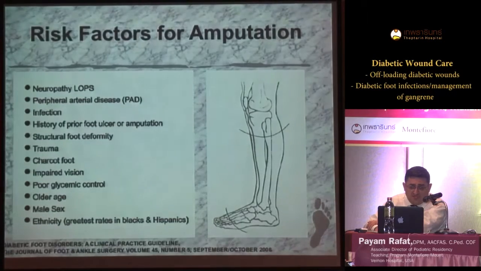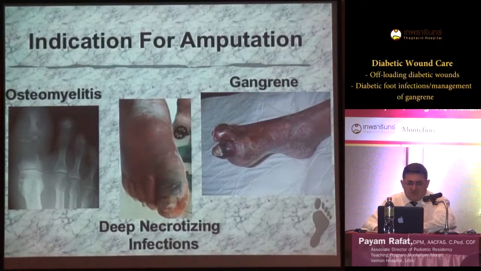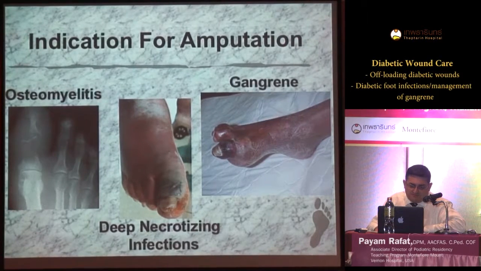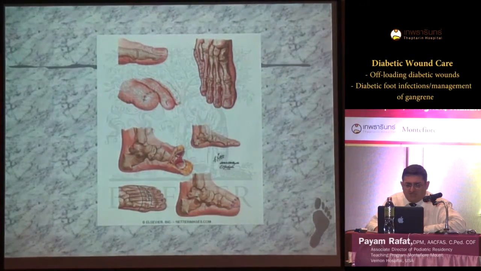So risk factors for amputation include neuropathy, peripheral arterial disease, infection, history of prior foot ulcer or prior amputation, structural foot deformity, trauma, Charcot foot, impaired vision, poor glycemic control. So some indications for amputations may include osteomyelitis, infection of the bone, deep necrotizing infections, gangrene. There's various amputations that can be performed at different levels depending on the patient's need.